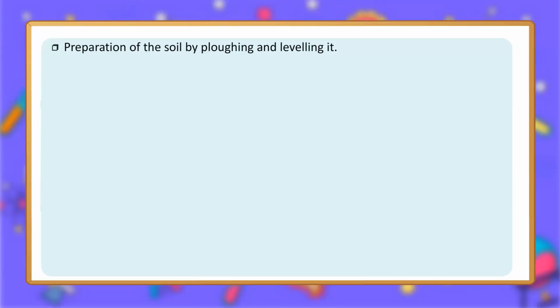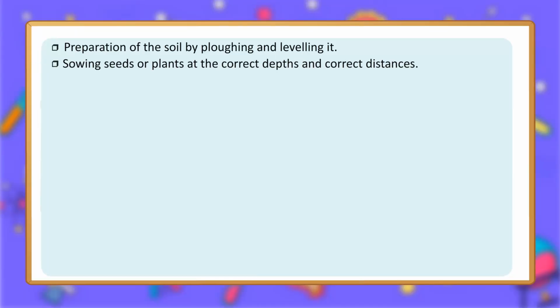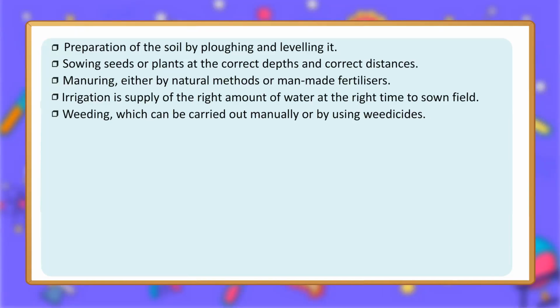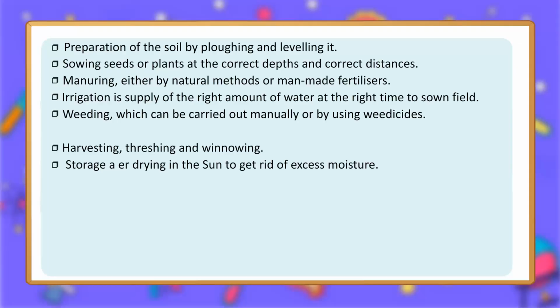Preparation of the soil by plowing and leveling it, sowing seeds or plants at the correct depths and correct distances, manuring, either by natural methods or man-made fertilizers. Irrigation is supply of the right amount of water at the right time to the sown field. Weeding, which can be carried out manually or by using weedicides. Protection from pests and diseases by spraying pesticides and other chemicals. Harvesting, threshing and winnowing. Storage after drying in the sun to get rid of excess moisture.